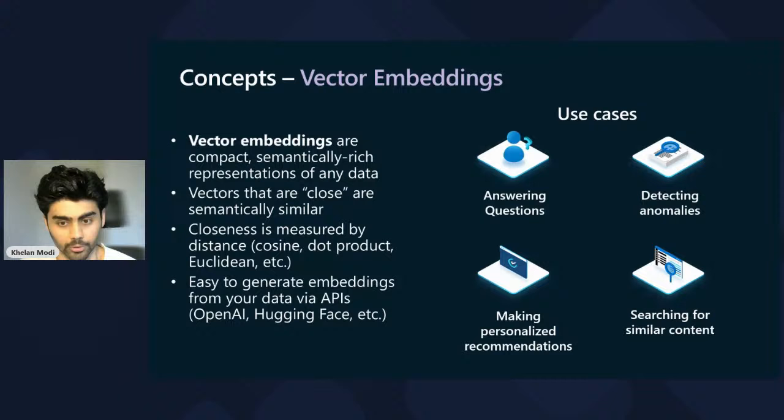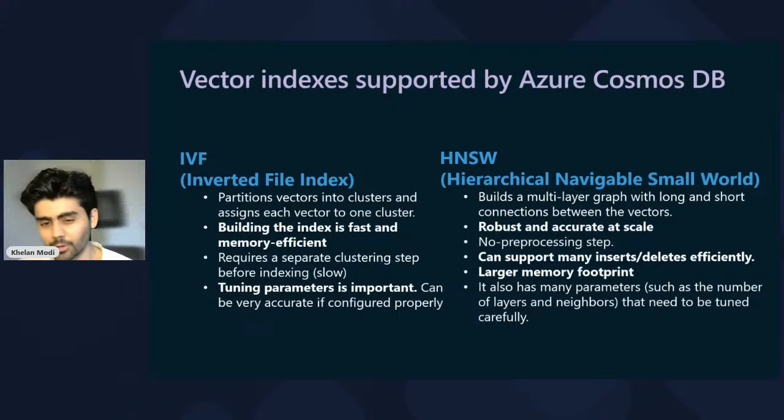Now, in order to do a vector search, you need to have vector indexes properly, because you don't want to go through your database and search through everything for the answer that you're looking for. This is going to be really expensive, and you're going to be using a lot of tokens, which is not something you're looking for.